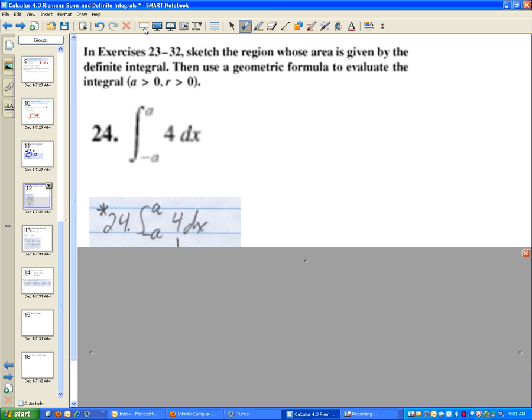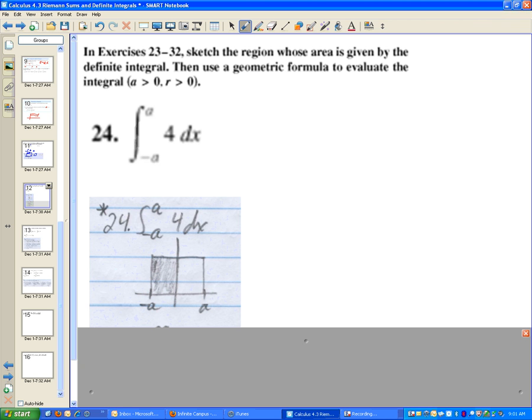And our f of x is 4, isn't it? So f of x equals 4. What's it look like when you graph f of x equals 4? It's a horizontal line. So there's our graph. I don't know why I only shaded part of it.